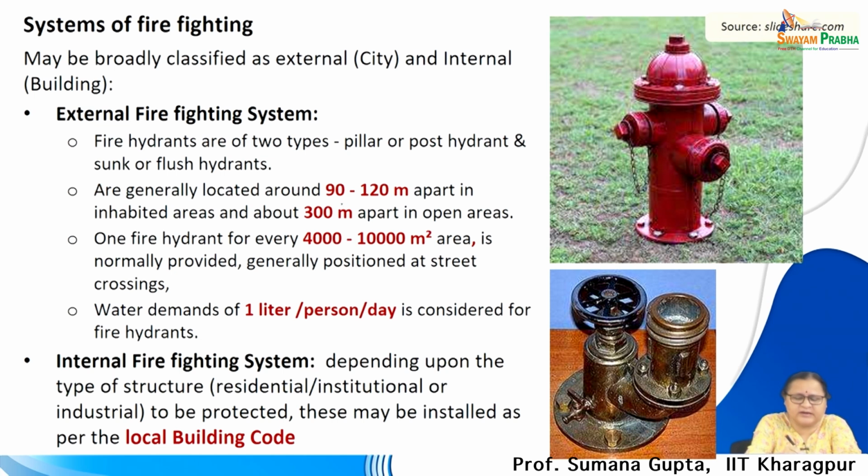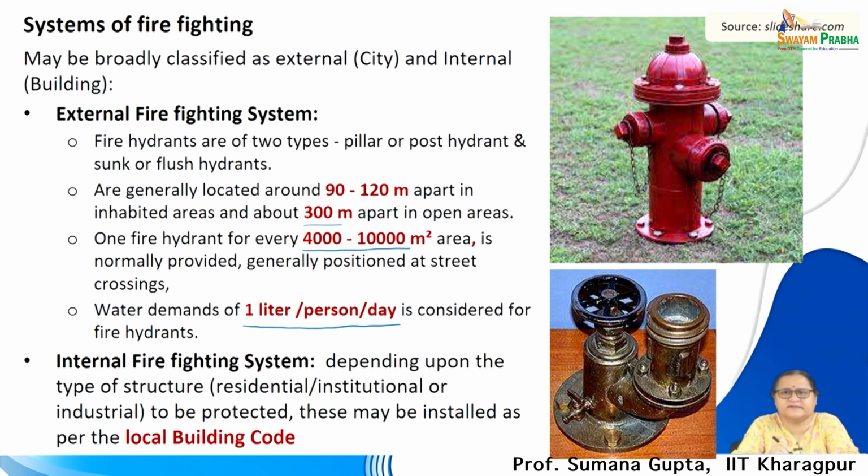It is located around 90 to 120 meters apart, or in inhabited areas 300 meters apart, and one fire hydrant is expected to serve 4,000 to 10,000 square meters of area. So, it is like where there is a community, a housing complex and all. You have to have such arrangements in the periphery, and water demand is worked out based on 1 liter per person per day from the fire hydrant.